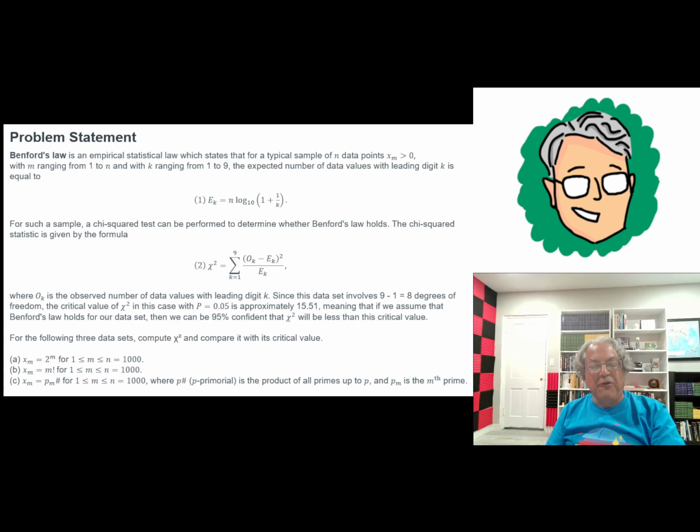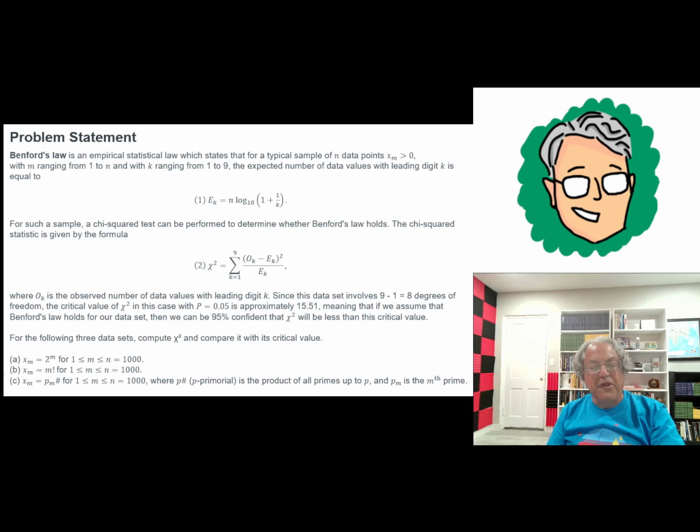So anyway, that's our first data set, this exponential function x sub m equals 2 to the m. Our next data set is kind of similar. It's actually x sub m equals m factorial. Because, like an exponential function, x sub m factorial actually grows faster than exponentially.